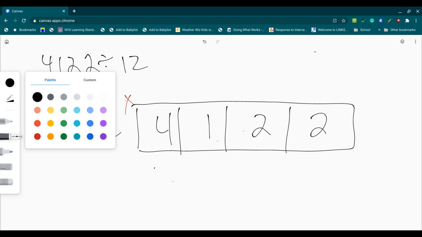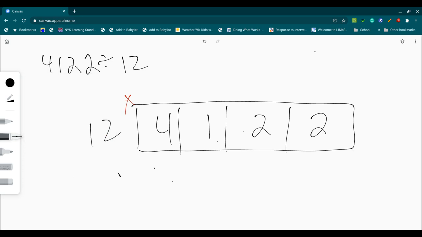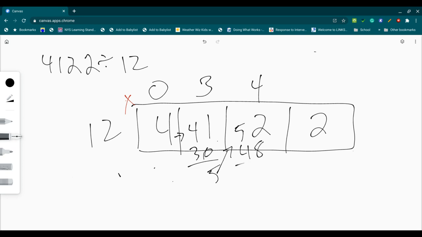All right, well, I can't take 12 out of 4, right? So that's going to be a 0. Move my 4 over, 41. Well, I know that 12 times 3 is 36, so put that down there. 12 times 3 is 36. That's going to be 5. Bring my 5 up next to my 2. If 12 times 3 is 36, then 12 times 4 is going to get me to the next closest, 48. 12 times 4 is 48. Bring that down. That's going to be a difference of 4.